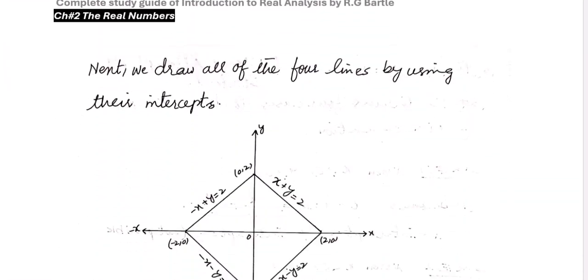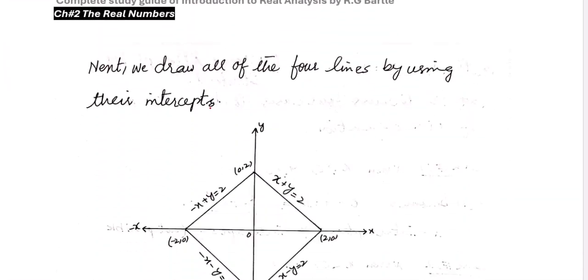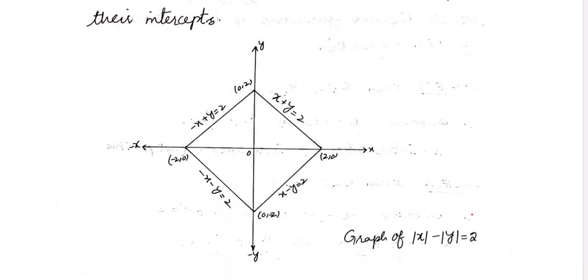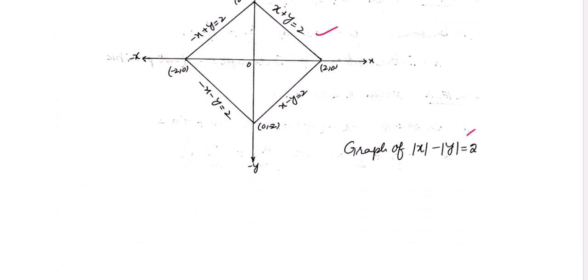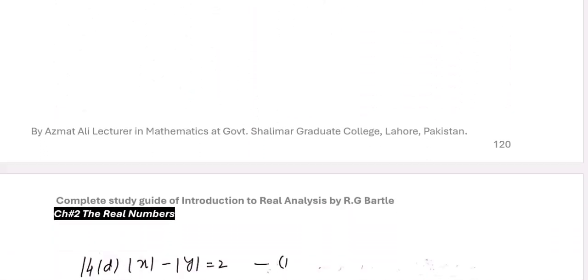Next, we draw all of the 4 lines by using these intercepts. So if we join all of these intercepts, we get a graph of x absolute minus y absolute equal to 2 as a diamond shape, which is wrong. Its graph is not a diamond shape. Actually, where is the mistake? Now we will discuss the actual mistake here.